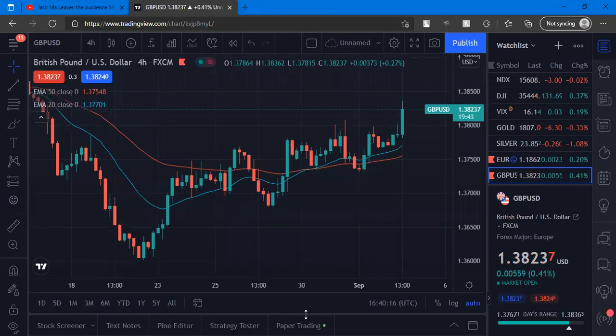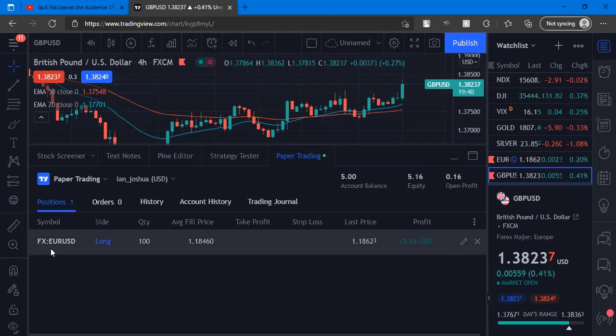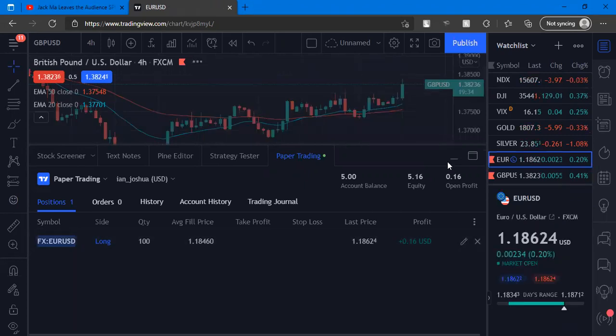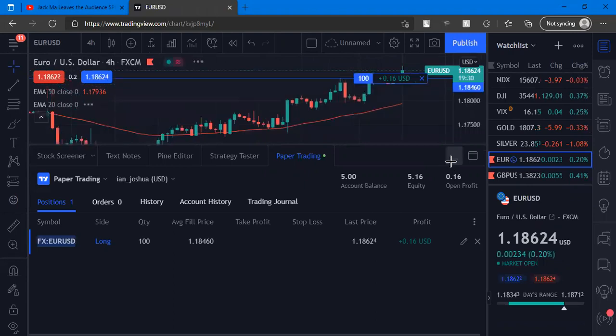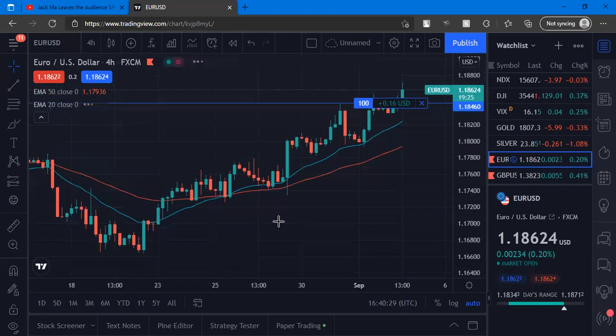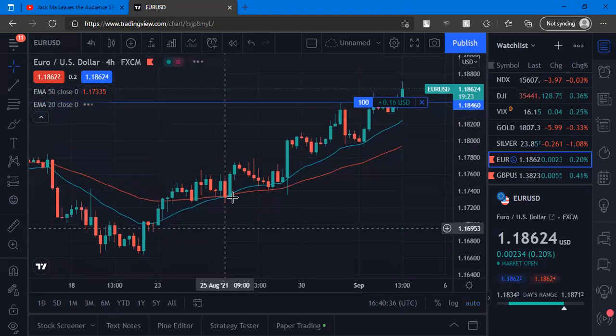I'm here to show you a trade that I took earlier today, and I'll not show you a breakdown, but we're still moving at 0.16 USD. Yes, that's a lot of money, but we're happy with it. The way I spotted this was what I call reflective trading.